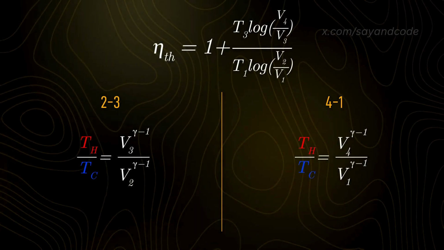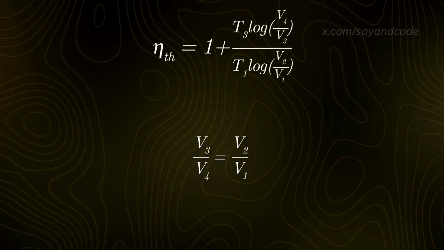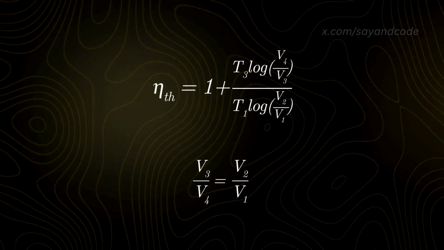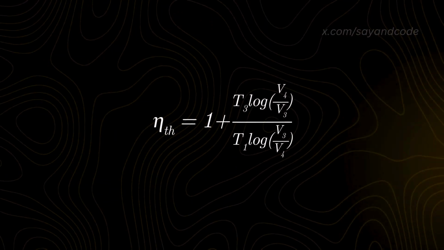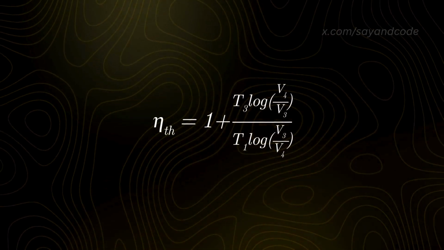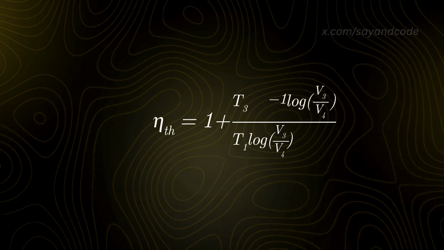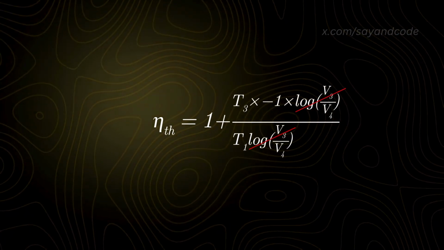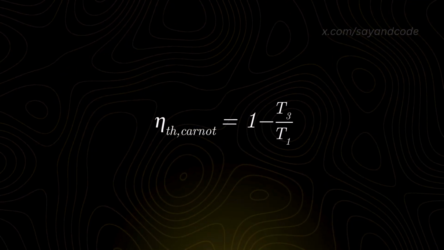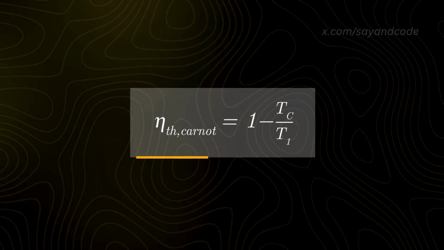By taking the reciprocal, we can equate the two, which gives us V3 by V4, is equal to V2 by V1. Substituting this in the equation for efficiency, we get 1 plus T3 log V4 by V3, by T1 log V3 by V4. Since the log terms are just a reciprocal of one another, its value is negative of the reciprocal, and so they cancel out, leaving only the negative sign. And so the efficiency of a Carnot cycle is 1 minus T3 by T1, or 1 minus Tc by Th.